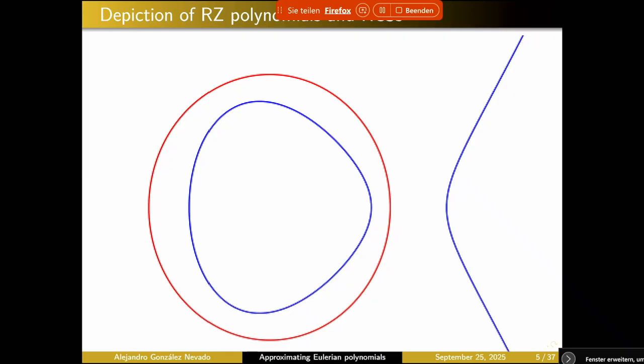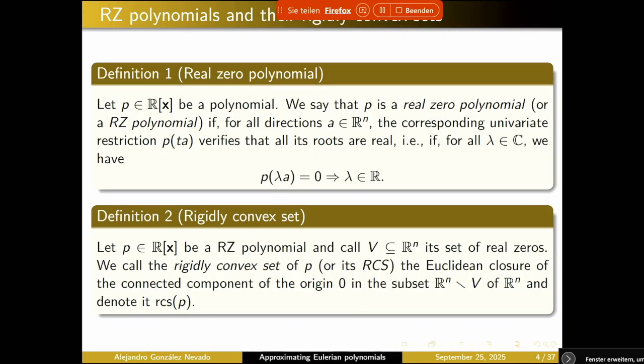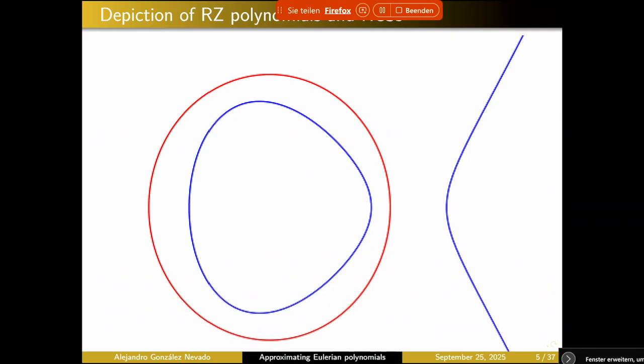Okay, and the connected component of the origin: here you have to subtract the zero set. You take the whole space, you take the zero set away, and then the origin will be separated. So the connected component of the origin is this set. This is the rigidly convex set of the blue polynomial, the blue cubic. And as you see, the rigidly convex set of the red polynomial includes the rigidly convex set of the blue polynomial.